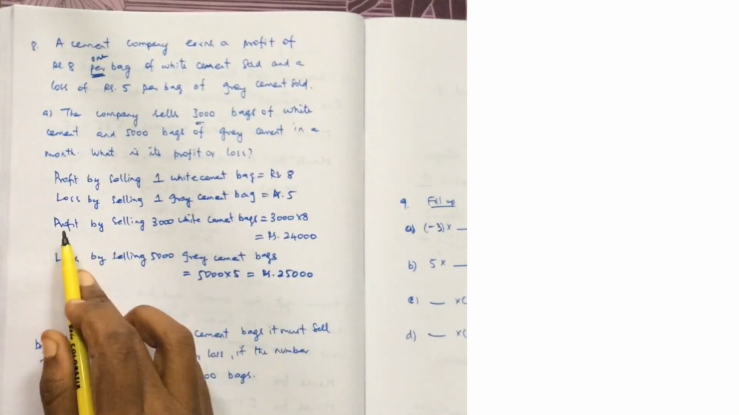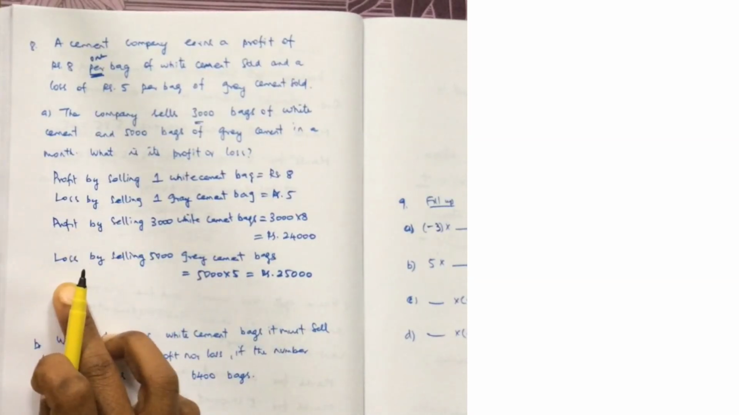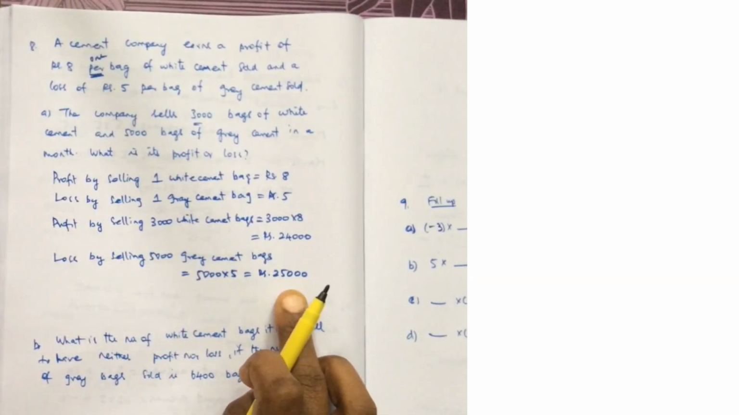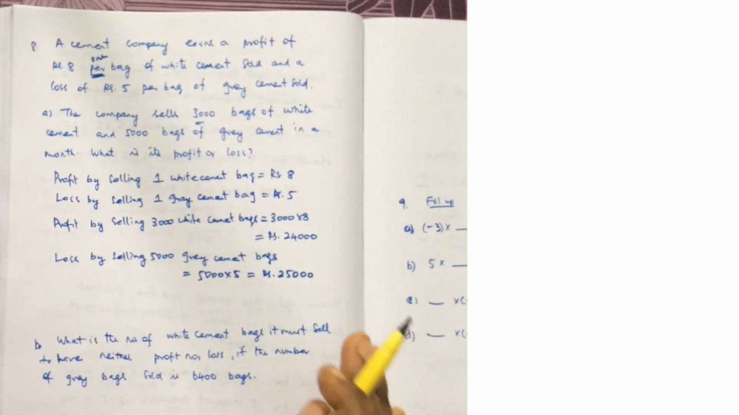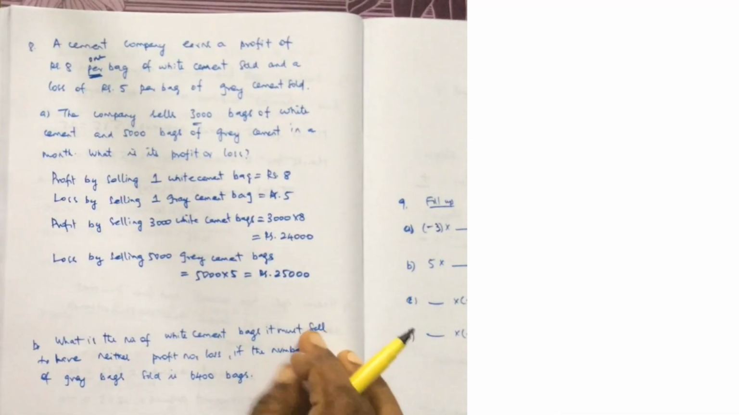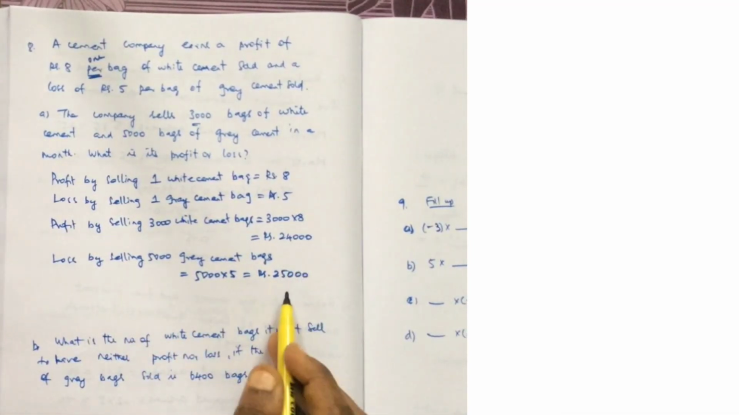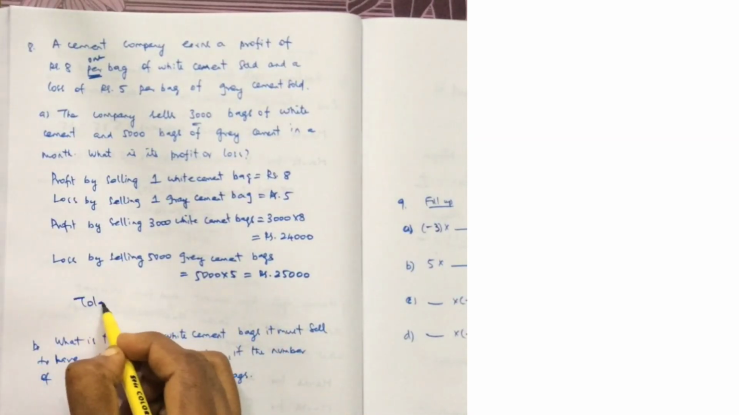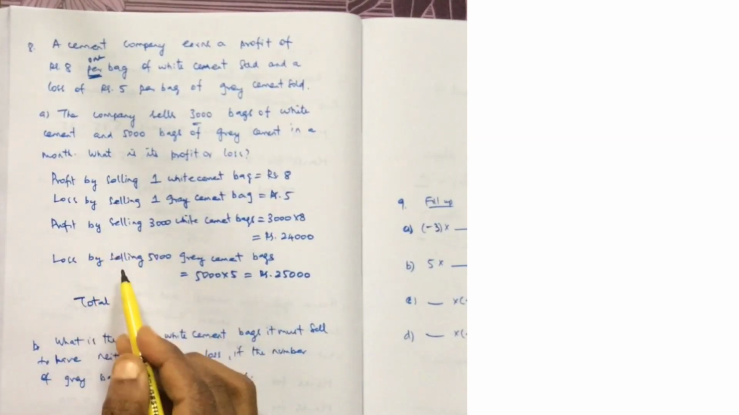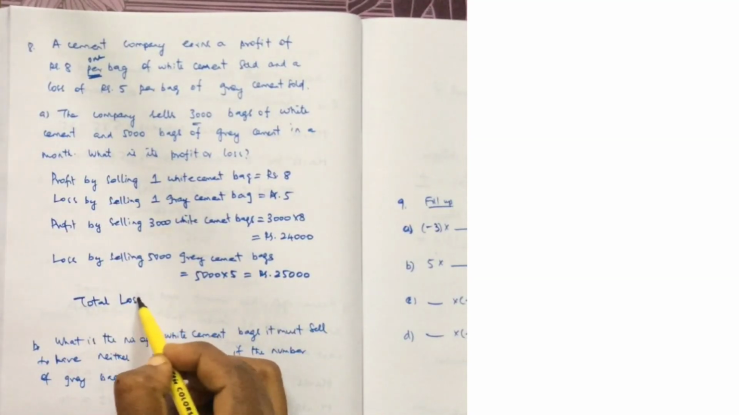In a month they are getting a profit of 24,000 and also they are losing rupees 25,000. So we have to find whether it is a profit or a loss. Now we can see here it is 24,000, here it is 25,000. So which is more, this or this? So here the loss is more.